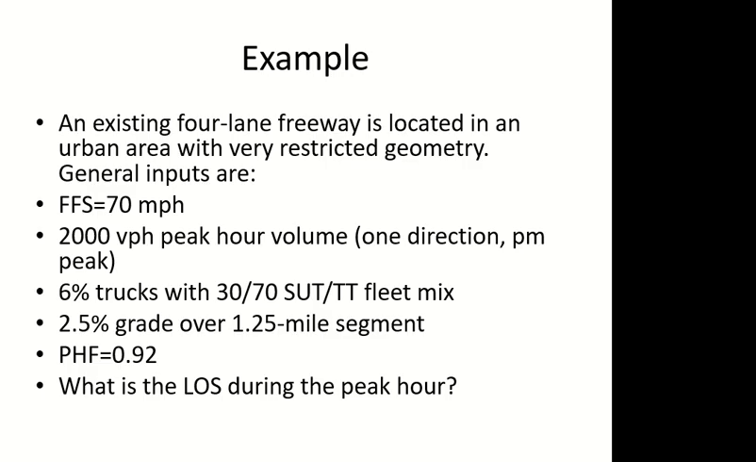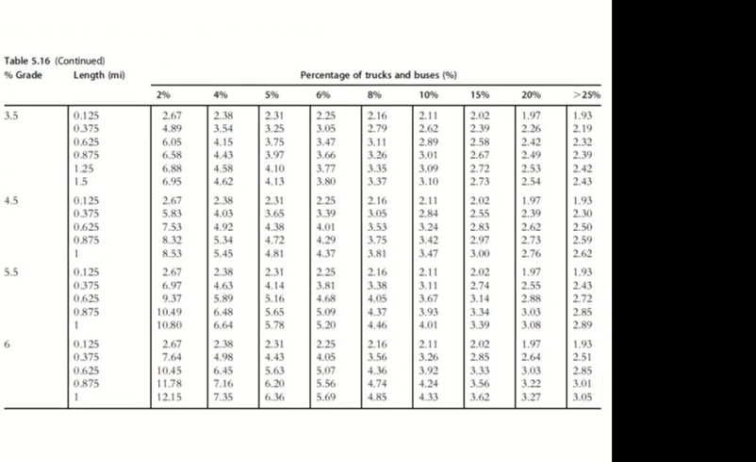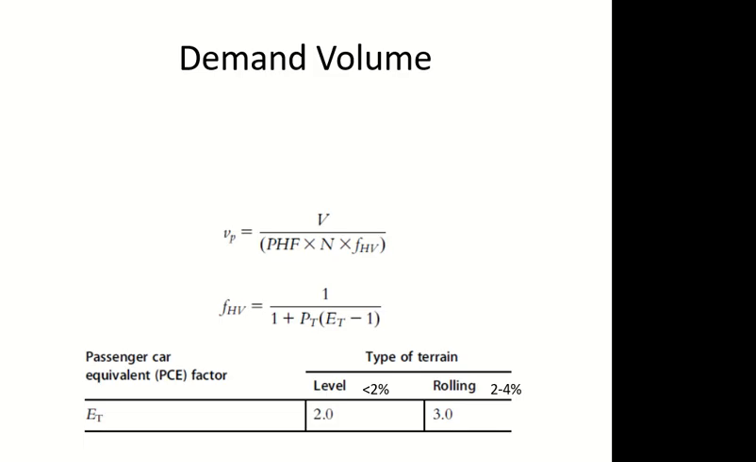Whenever we start with these questions, the first thing you should look at is whether the free flow speed is given, and the answer is yes, the free flow speed is given. Then you move on to the second step, which is the flow rate. So I go back to the equation for flow rate. Number of lanes are given in the question. Peak hour factor is given, but FHV, the factor for heavy vehicles, is not given, so I need to calculate it.